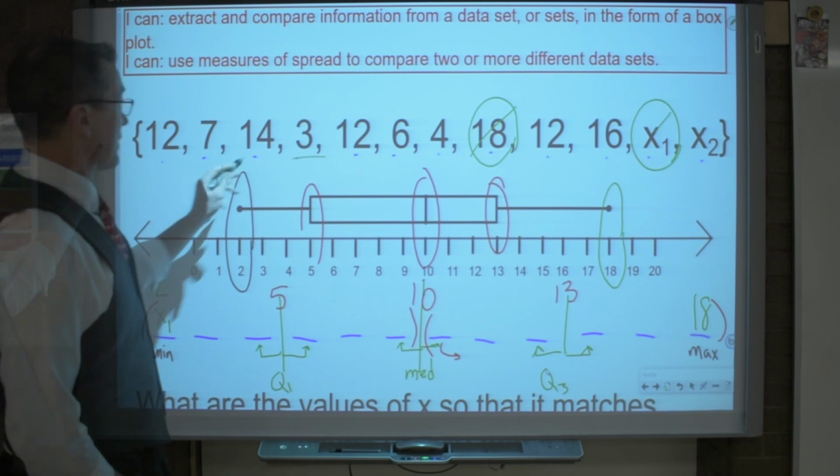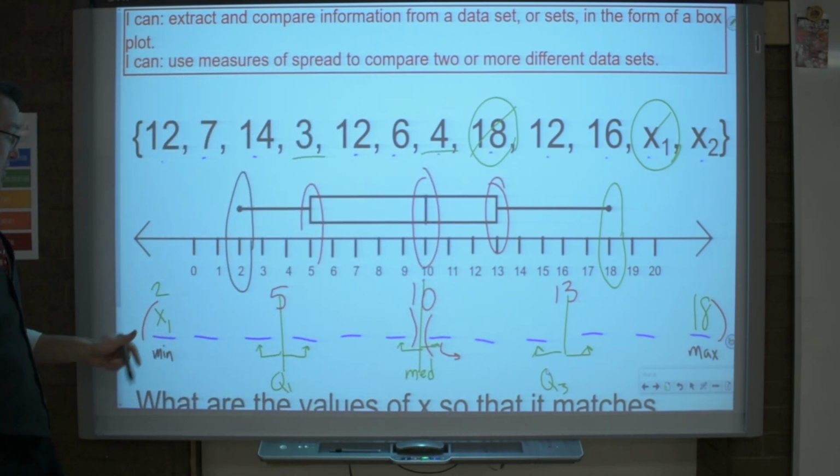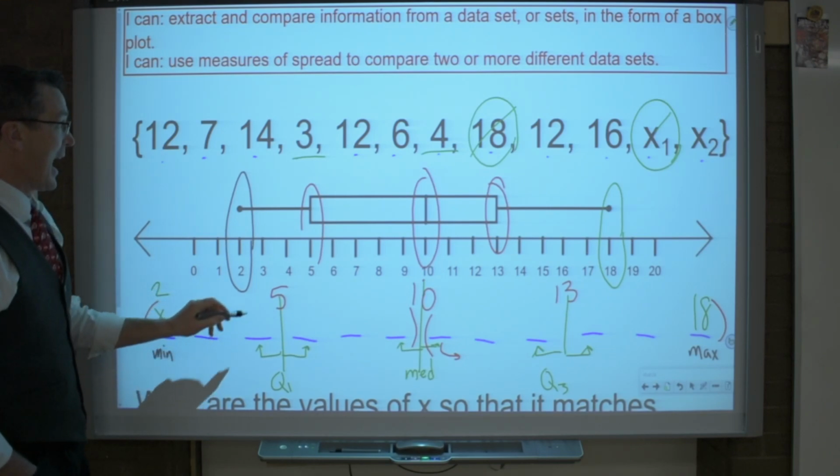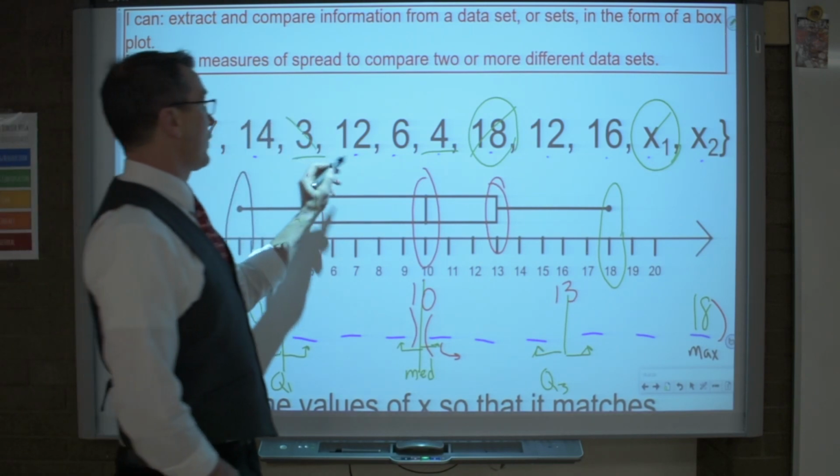Well, let's take a look. I have a 3 and a 4. Those are both less than 5 and greater than 2. So I have a 3 and a 4. That fits in there nicely. I think that's going to work for me.